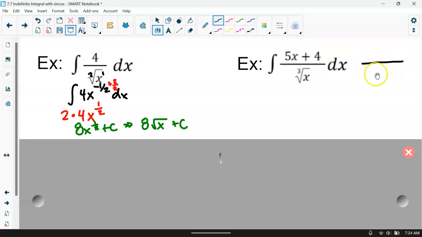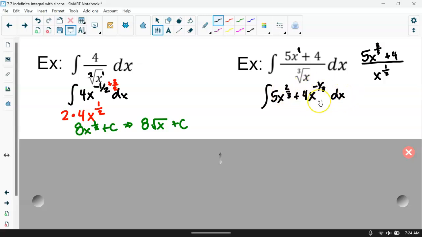So here I can write this on the side so we can see. So this is x to the 1/3. This is 5x to the first power, but notice with our fraction, I'll rewrite it as 3 over 3, plus 4. So here now subtract, right? Because dividing, subtracting exponents. So we're going to find the integral of 5x to the 2/3, 3/3 minus 1/3, plus, notice you can't do anything here, so this is 4x to the negative 1/3 power dx.